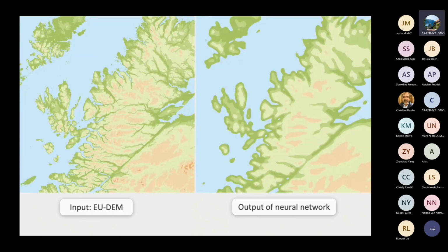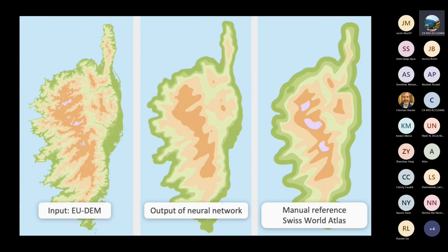And this is another comparison here, Scotland. And finally, this is Corsica. On the left, again, the high resolution input. At the center, the output of the neural network. And on the right side, we see, again, the manually produced contour lines that we use as a reference to evaluate our results. And you can see our neural network, or the version that we created in this experiment, currently misses the highest peaks. The highest peaks here have been emphasized by the cartographer when they created the contour lines manually. So we are working on improving that.